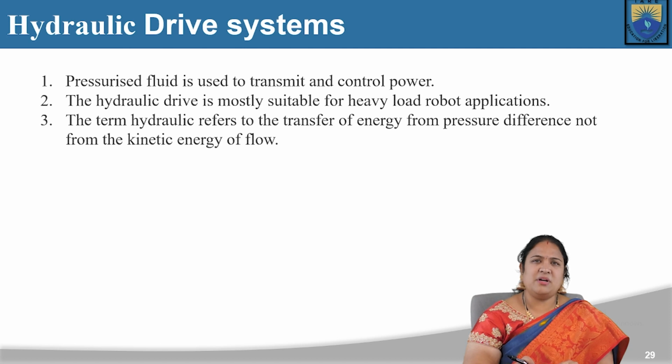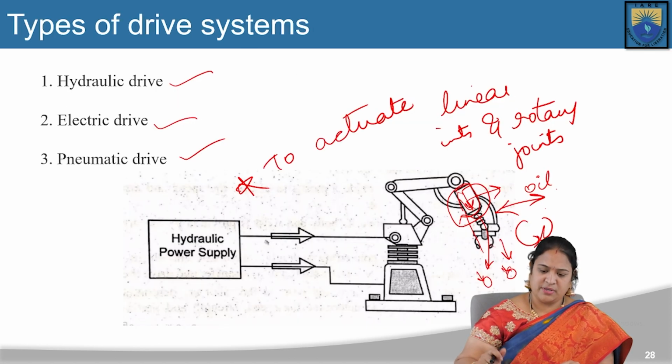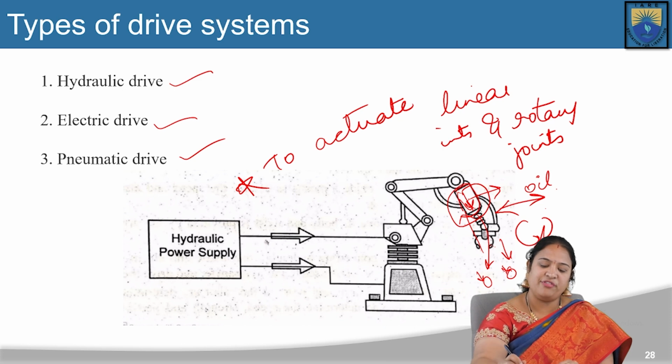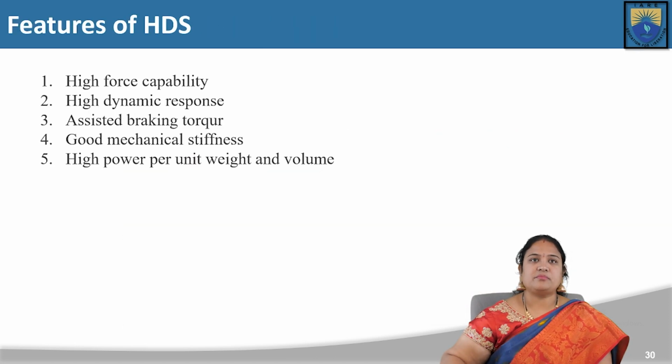The term hydraulic refers to the transfer of energy from pressure difference, not from the kinetic energy of the flow. The hydraulic system works with the pressure of the oil applied on the system where the movement of the arm is done. Clear? Next, it has a few features.